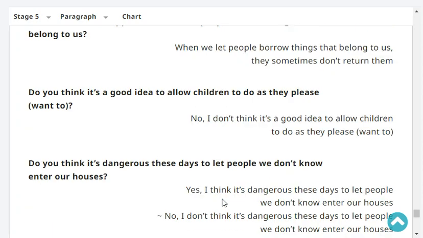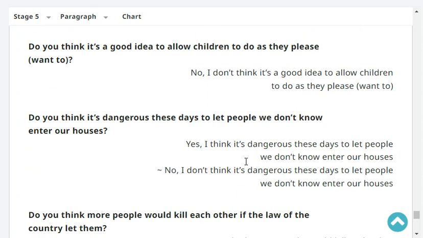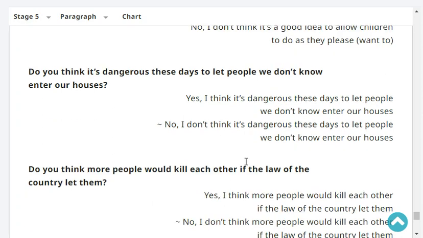Greg, do you think it's a good idea to allow children to do as they please? No, I don't think it's a good idea to allow children to do as they please. Do you think it's dangerous these days to let people we don't know enter our houses? Yes or no? No, I don't think it's dangerous these days to let people we don't know enter our houses.